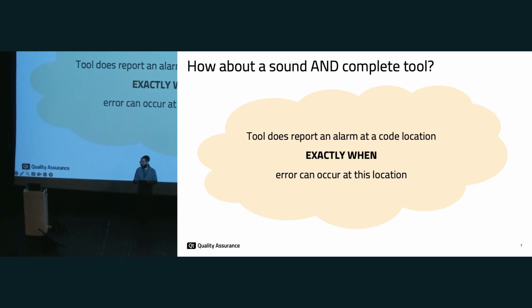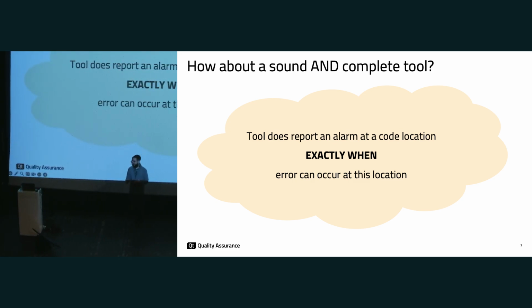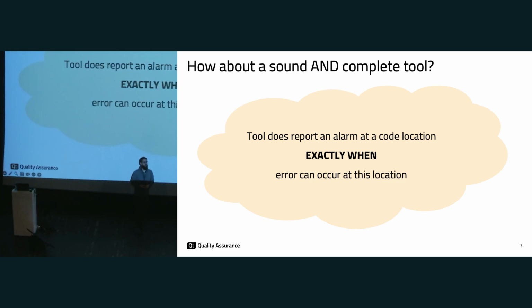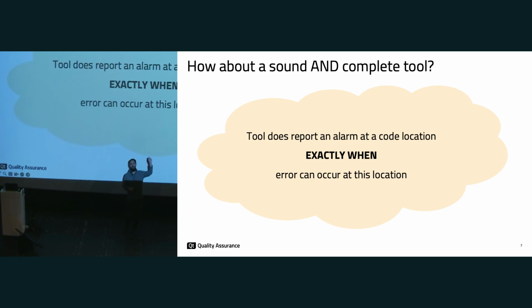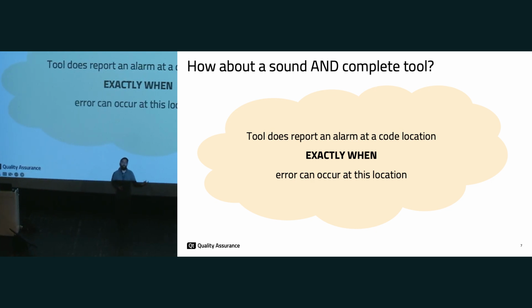The tool reports an alarm at a code location exactly when the error can occur at this location. Every time the tool raises the little red flag and calls for a human to come help, there is actually a problem in your source code. And what a beautiful world.